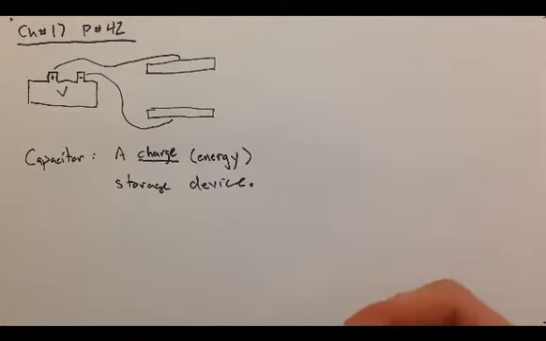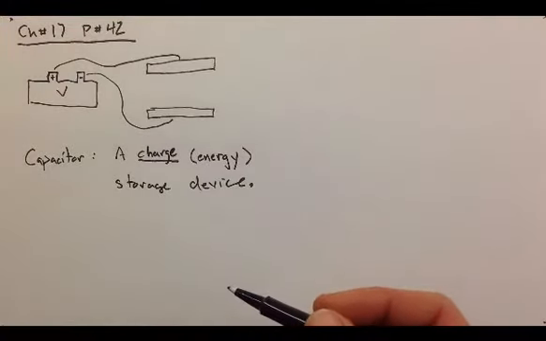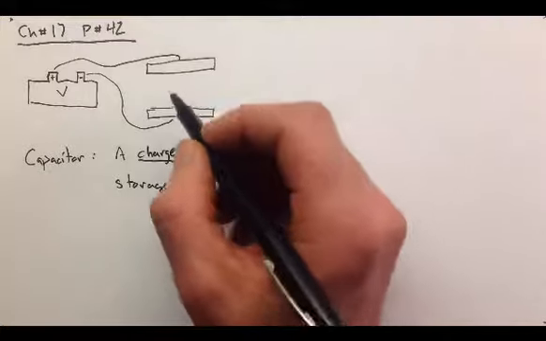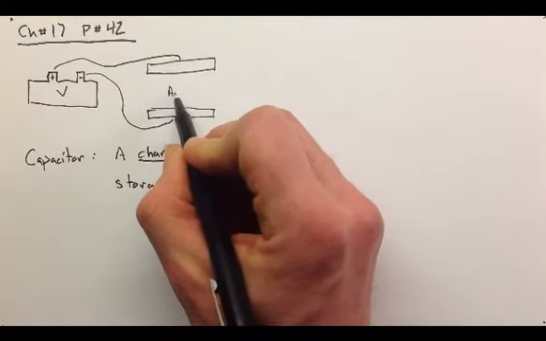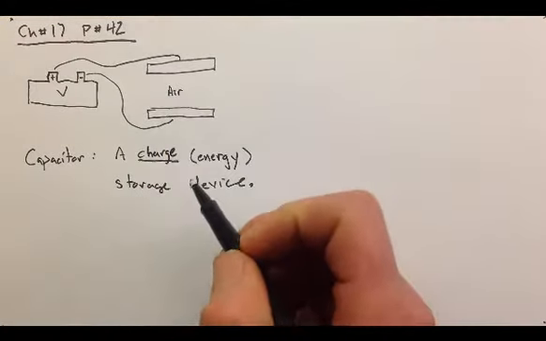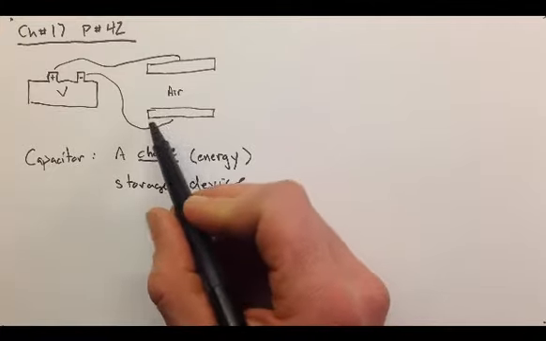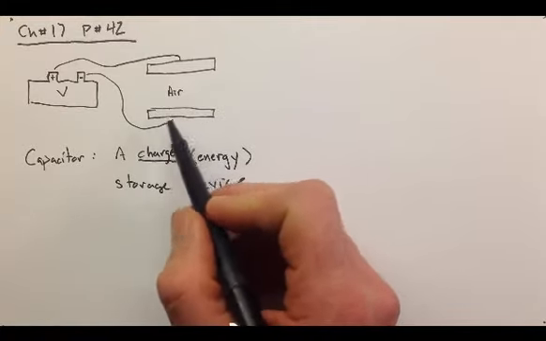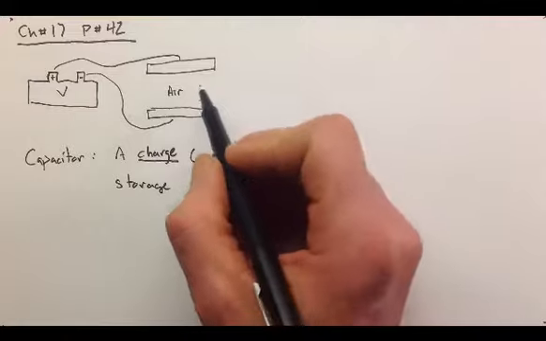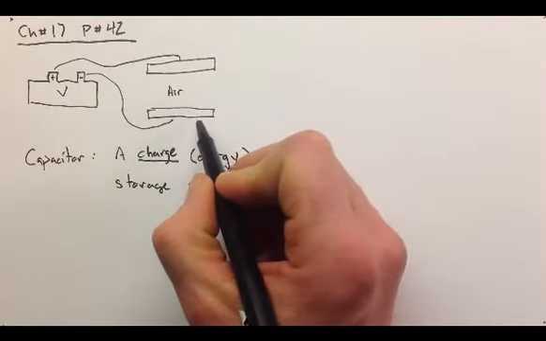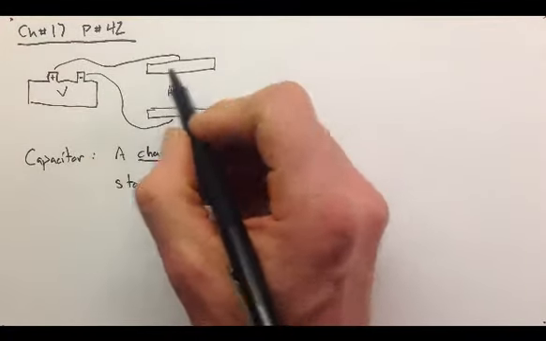Now, you might say, Mr. Curson, isn't that a battery? Well, they're different, and we're going to talk about why. The simplest type of capacitor is called a parallel plate capacitor, and as you may guess, it's two parallel conducting plates separated by air hooked up to a battery.